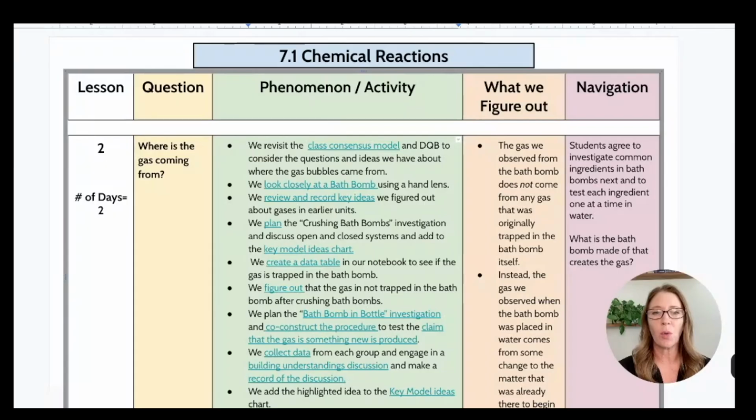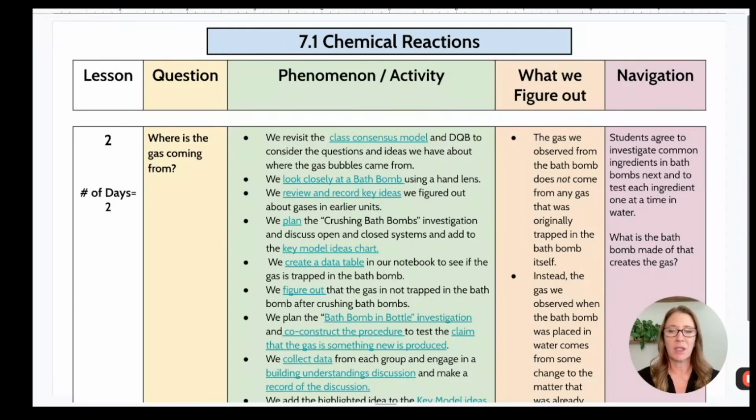In lesson 2, we're trying to figure out where the gas is coming from. This is a 2-day lesson, and we have a few investigations that we're doing. Where we left off, we realized we had some competing ideas about where that gas was coming from. Students might think it's trapped in that bath bomb, and other people are not sure where it came from.